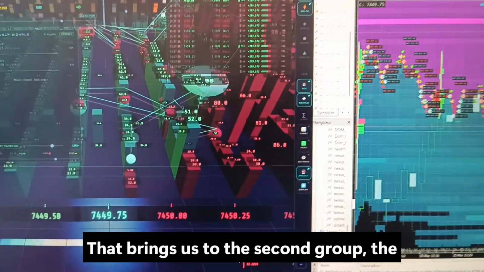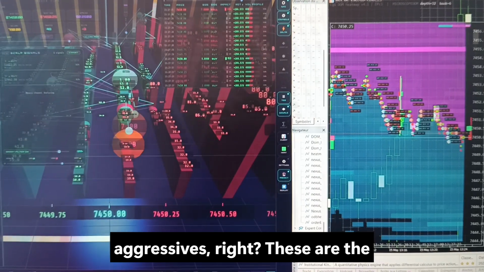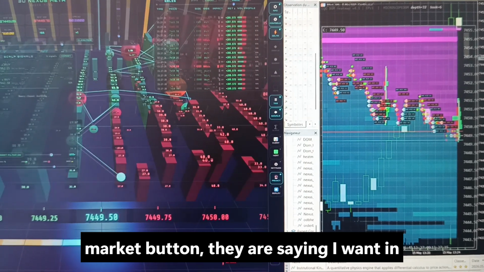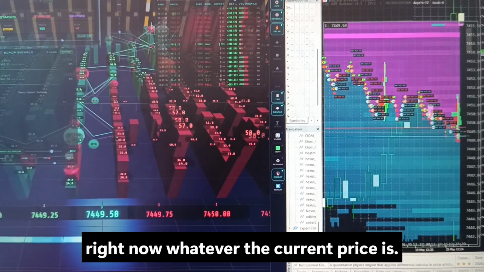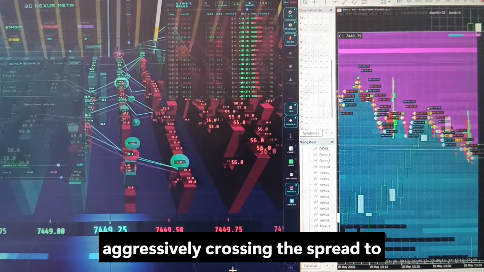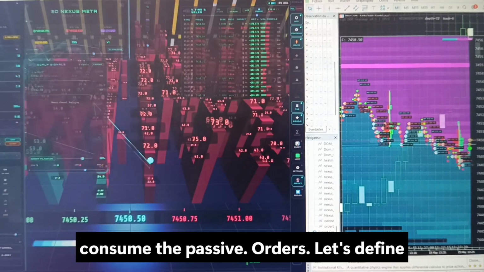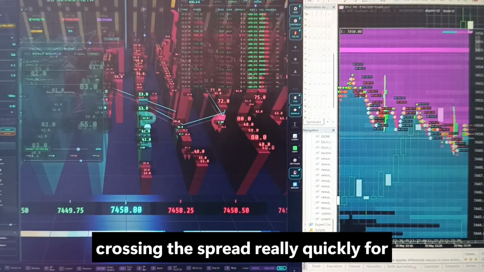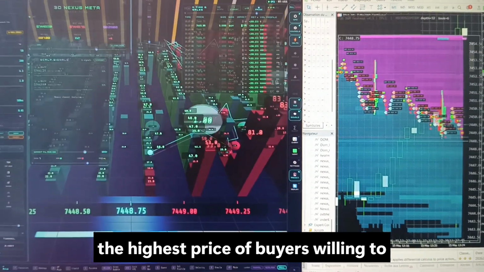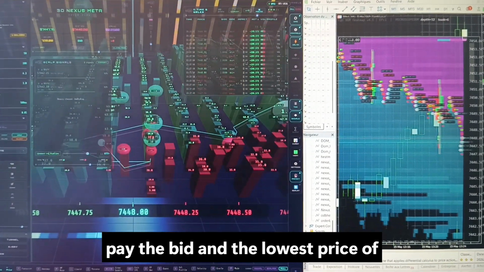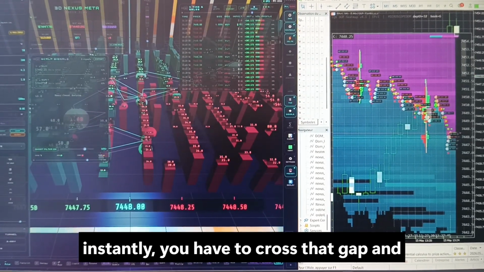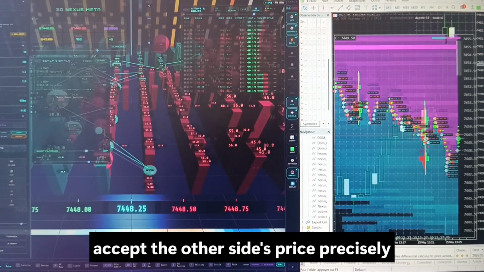That brings us to the second group, the aggressives. Right. These are the market orders. Yeah. When someone hits the buy at market button, they are saying, I want in right now, whatever the current price is. So they just take whatever is available. Exactly. In market terminology, they are aggressively crossing the spread to consume the passive sell orders. Let's define crossing the spread really quickly for you. The spread is just the gap between the highest price a buyer is willing to pay, the bid, and the lowest price a seller is willing to accept, the ask. Right. So to make a trade happen instantly, you have to cross that gap and accept the other side's price.